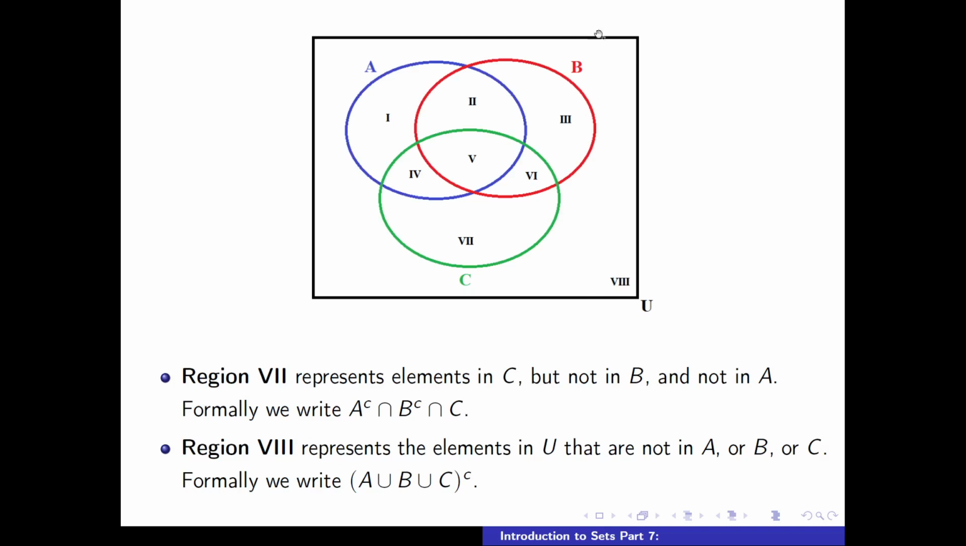This is our region that's outside of all the sets, all these subsets of U. So these are elements in the universal set that are not contained in any one of these subsets. So formally we can think of them as not elements in either A, B, or C. And formally we can write this as the complement of elements in A or B or C, so the complement of A union B union C.